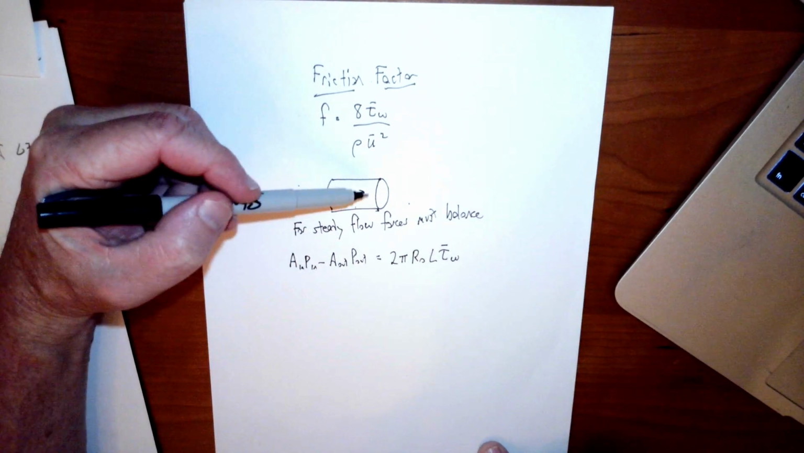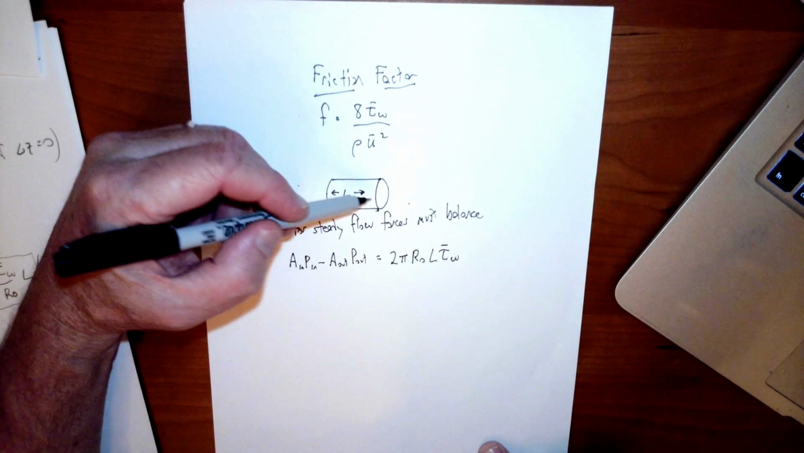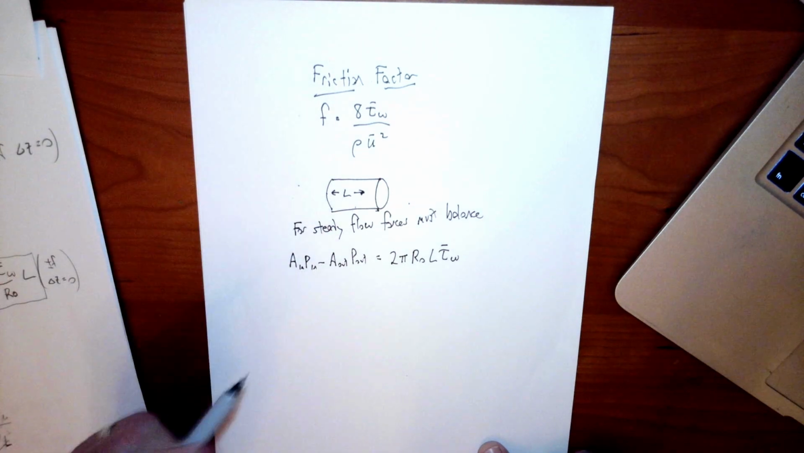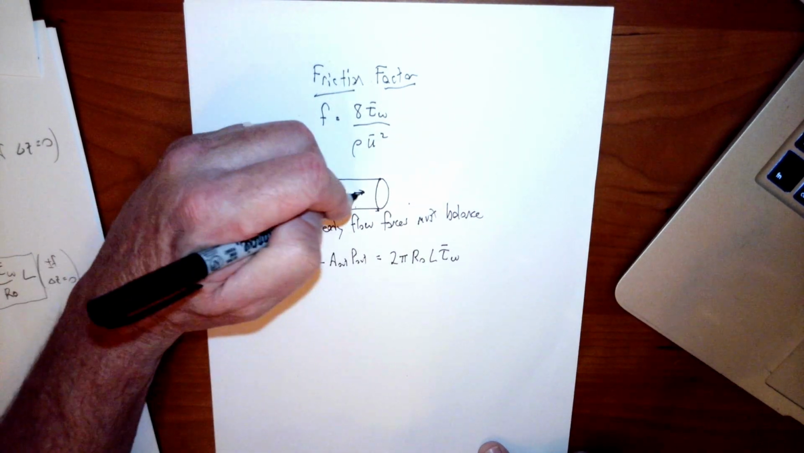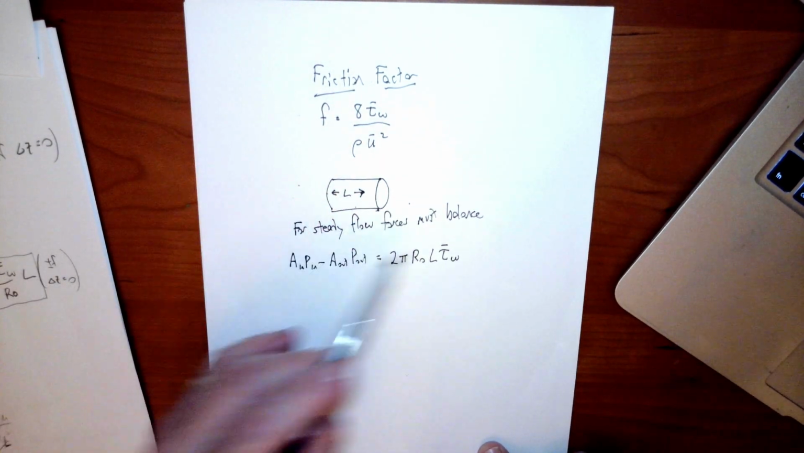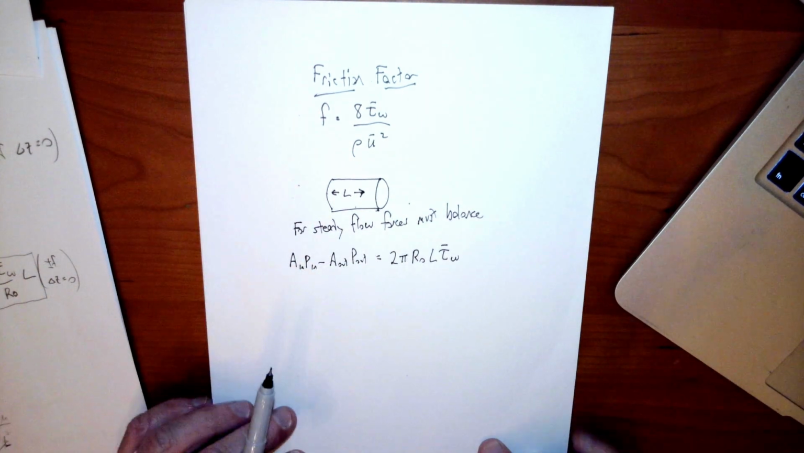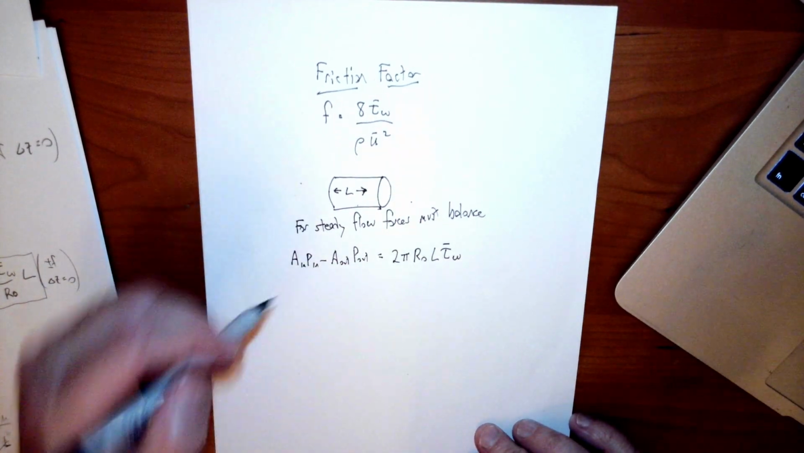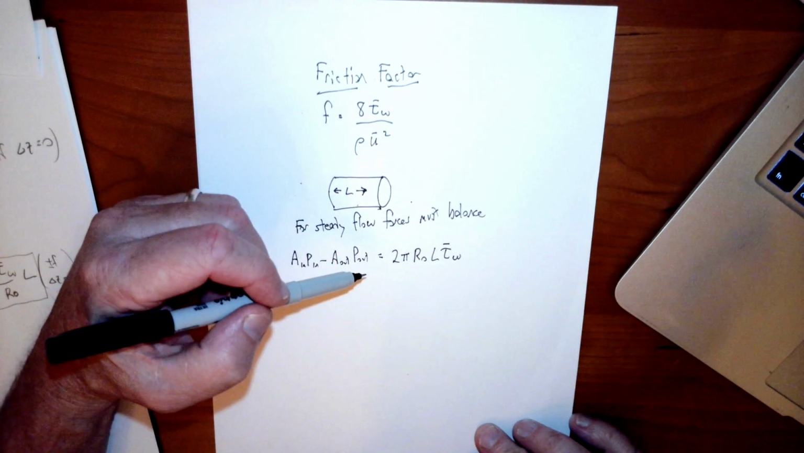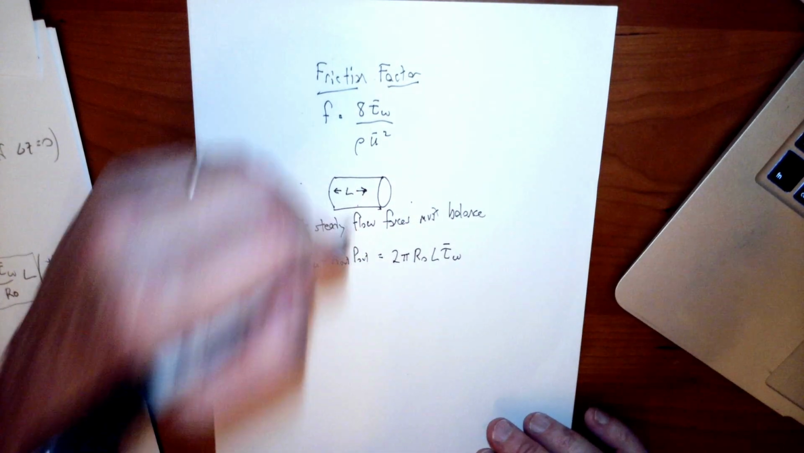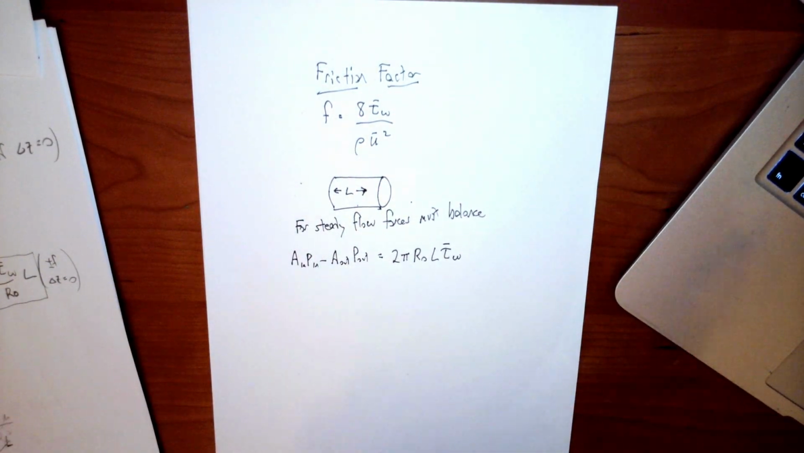So this pipe section has a length of L. This is a circular pipe as drawn. And in order for this to be steady flow, which is what we've been studying in fully developed flow, the forces must balance. And there are only two forces acting on the fluid here. There's the pressure force and there's the wall shear stress exerted by the wall on the fluid.